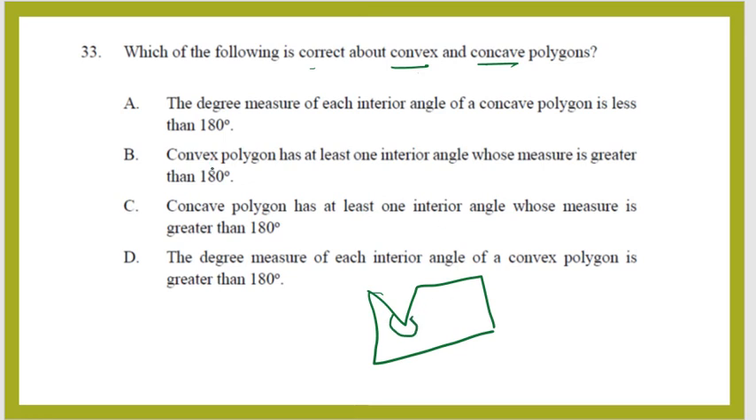So which choice is found here? The choice C. Look, concave polygon has at least one interior angle whose measure is greater than 180 degrees. So this clear definition is given already in the textbook. So the answer is going to be C.